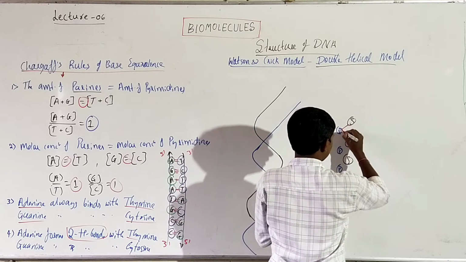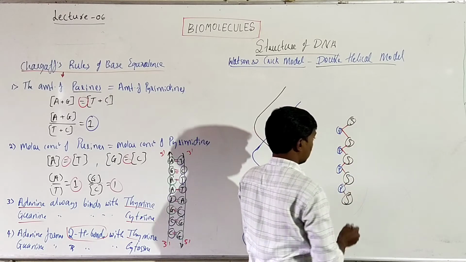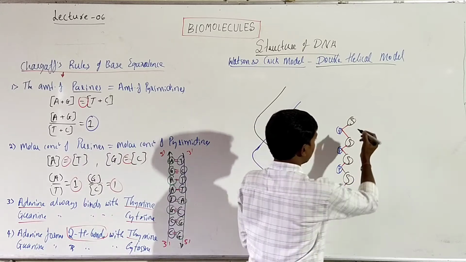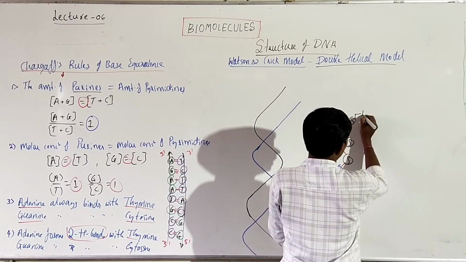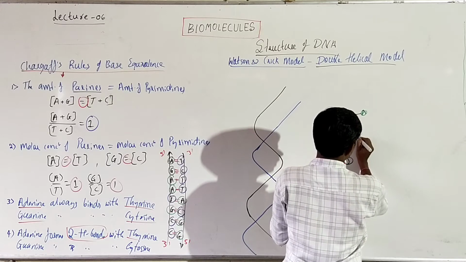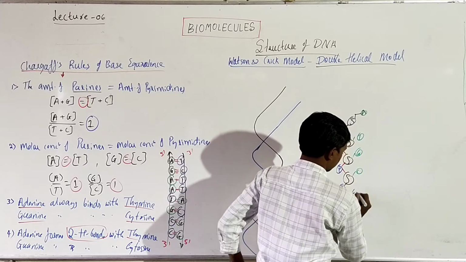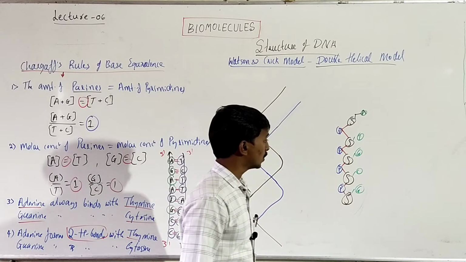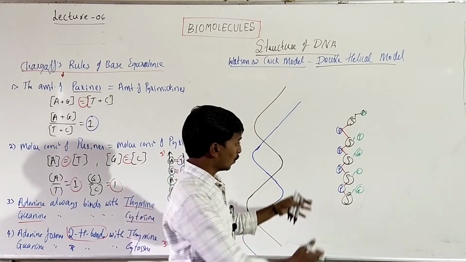So, like that it is arranged. And here the nitrogen base is arranged. Means adenine here, thymine here, guanine here, cytosine here, guanine here. So this is one strand of DNA.